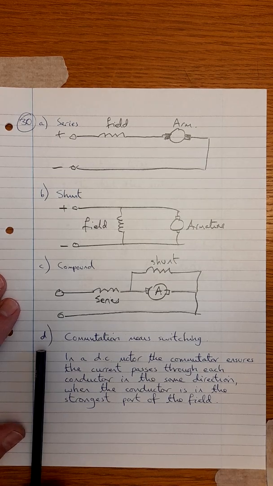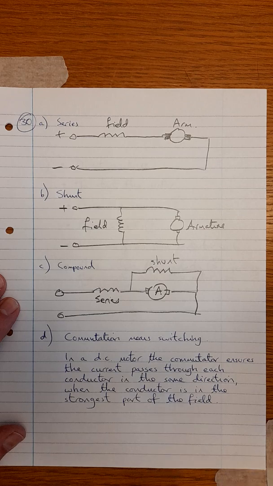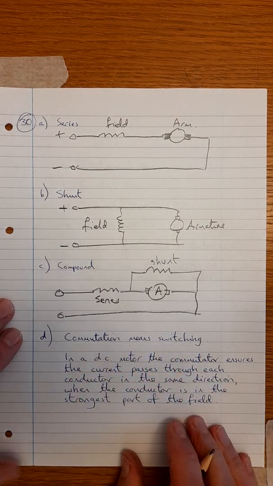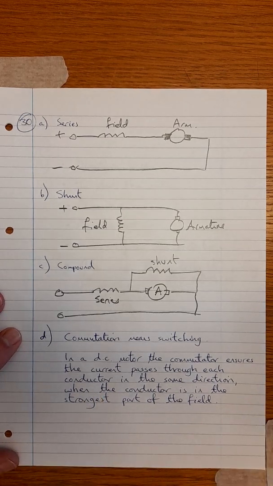Swiftly moving on, part D. What is commutation, and what does it mean to a DC motor? The word commutation means switching, so we're constantly switching something. So if you read through my explanation, in a DC motor, the commutator ensures the current passes through each conductor in the same direction when the conductor is in the strongest part of the field. That's why we use it.